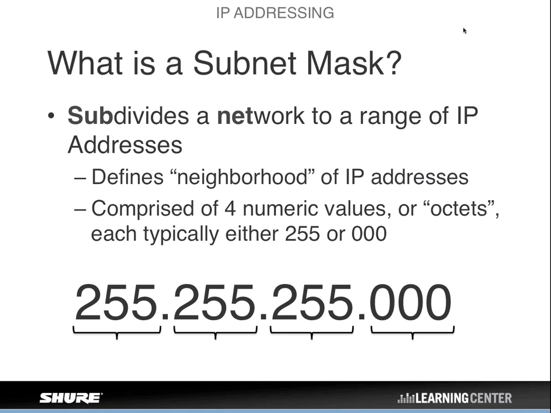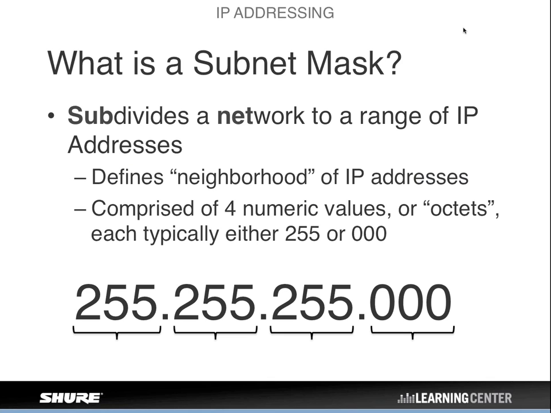So a subnet mask subdivides a network to a range of IP addresses. That's the definition. But functionally, in human speak, it defines the neighborhood that all the network devices exist in. You can think of the subnet mask as setting the scope for where a mailman could deliver letters. That's the analogy back to the house again.